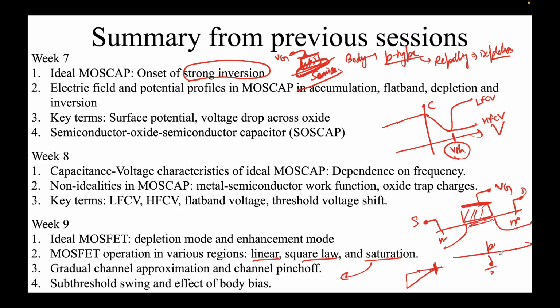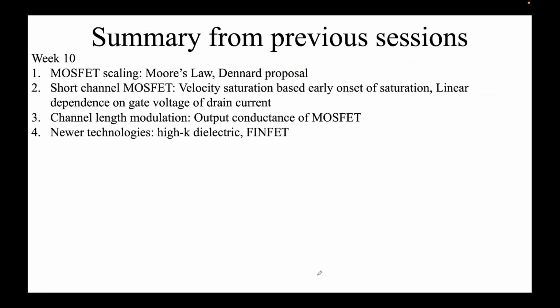We also saw the effect that if you don't ground this, you can have the body bias and the sub-threshold swing, that is, the current does not magically start from 0. If you plot in logarithmic scale, you see there is a swing, which, if you recall, is 60 millivolts per decade at room temperature. That's what we had calculated.